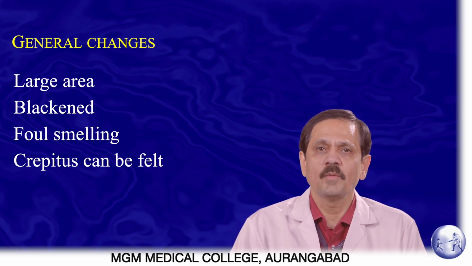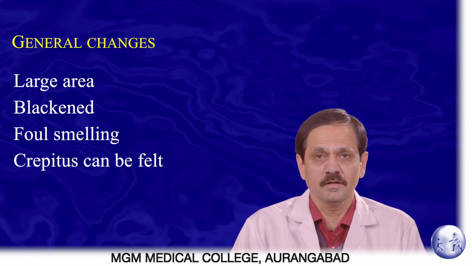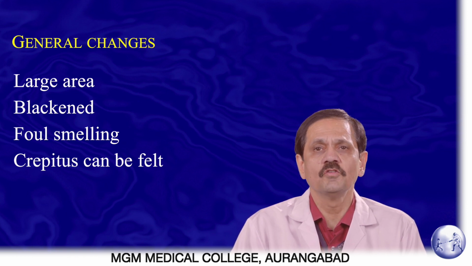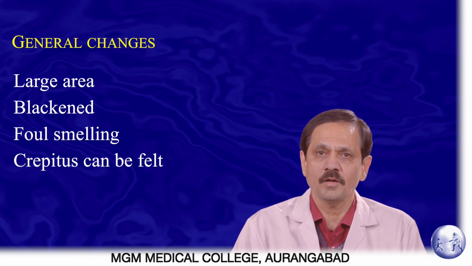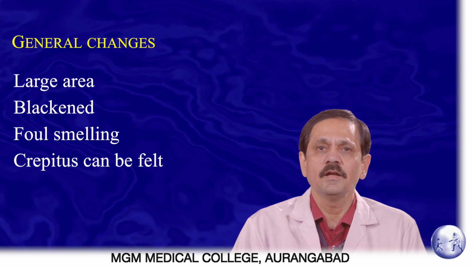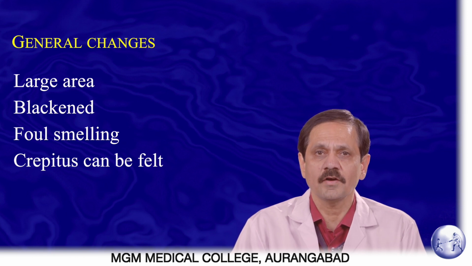Now, gangrene, if you see it, the areas are very large. Second, they are black in color, and third, they are foul smelling. So, why is it black in color? It is because hemoglobin liberated from the RBCs combines with putrefactive agents like hydrogen sulfide. So, it leads to formation of iron sulfide that gives a black color.